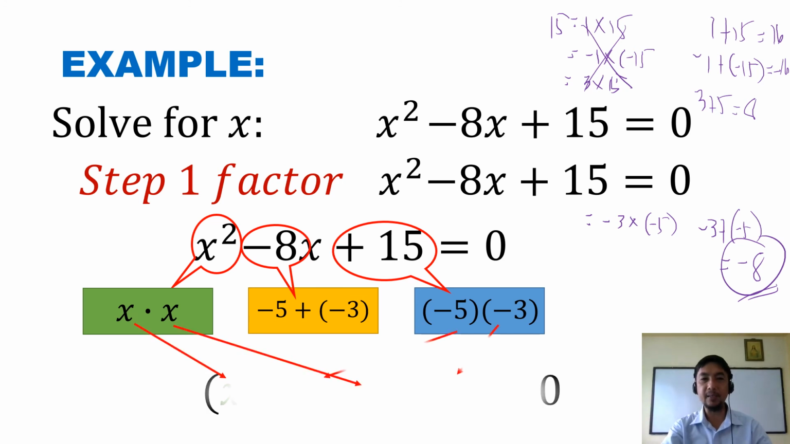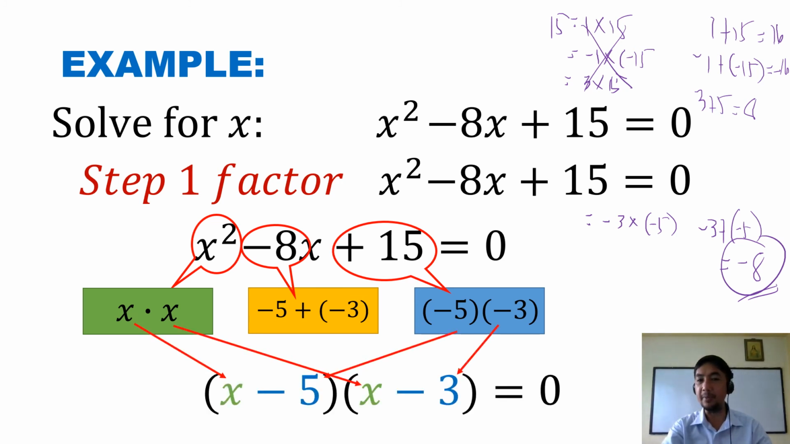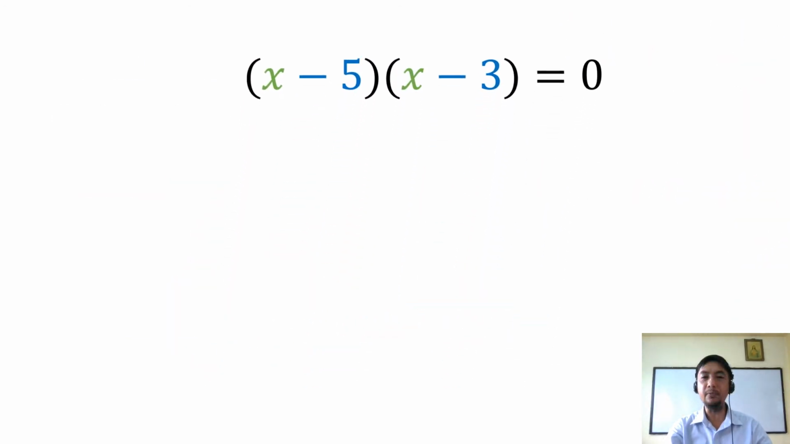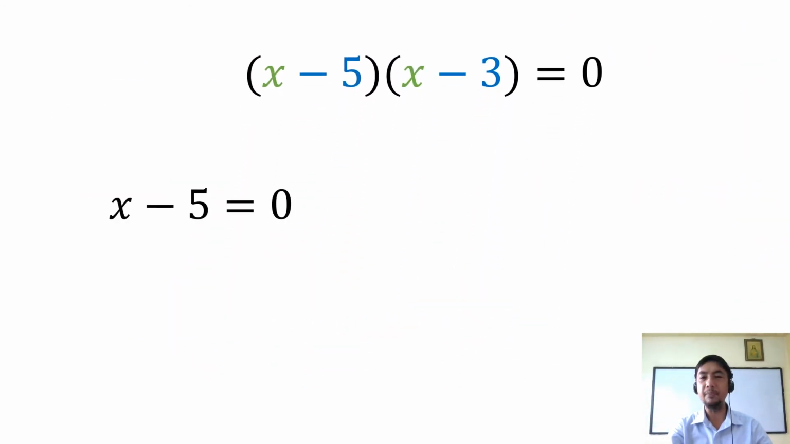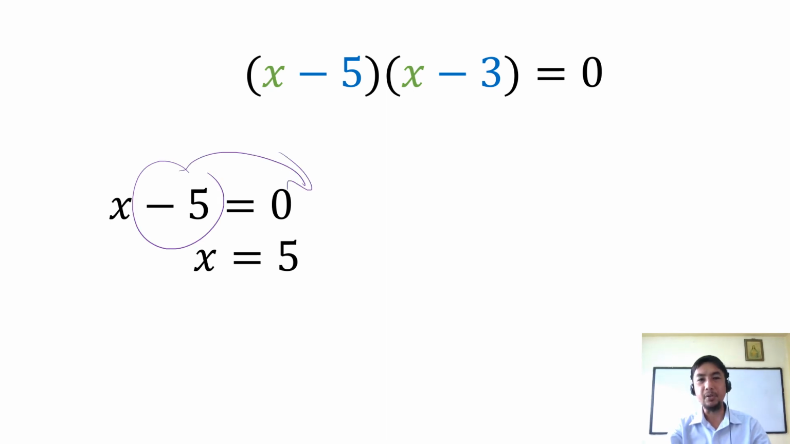Then the same process, write the product of the binomials. So you are given x minus 5 times x minus 3 equals 0. Factors to 0. So x minus 5 equals 0. Then you transpose negative 5 to the other side. Okay? So, ang negative 5 ngayon, pag transpose, magiging positive 5. So, you are given x equals 5.